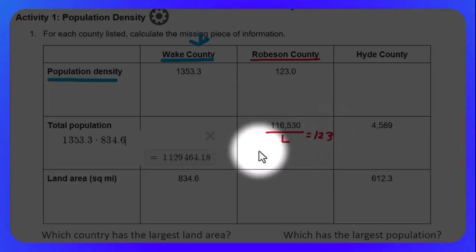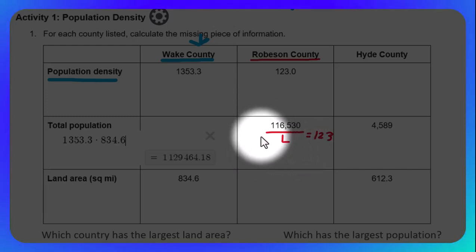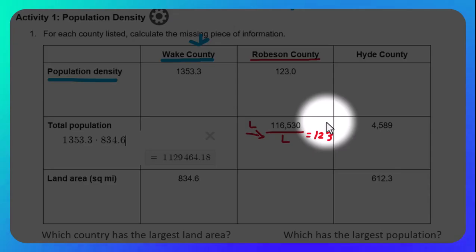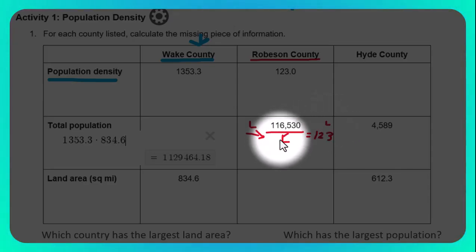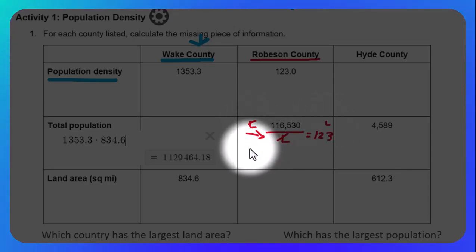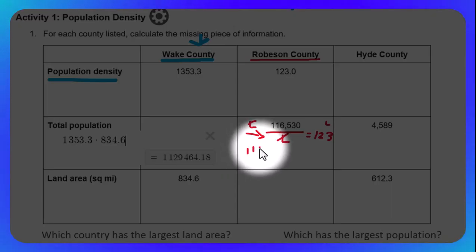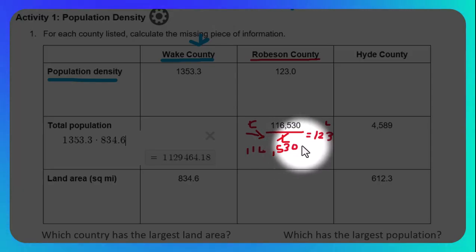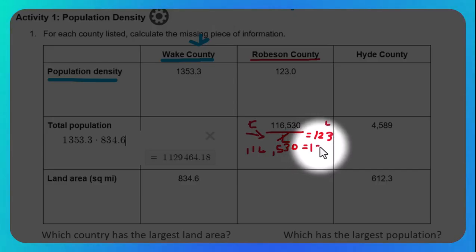All right, set that up to solve. Okay, this time we're solving for L. So we need to multiply both sides by L. Multiply by L on this side and L on the right-hand side. The L is going to cancel. And we'll have 116,530 is equal to 123L.